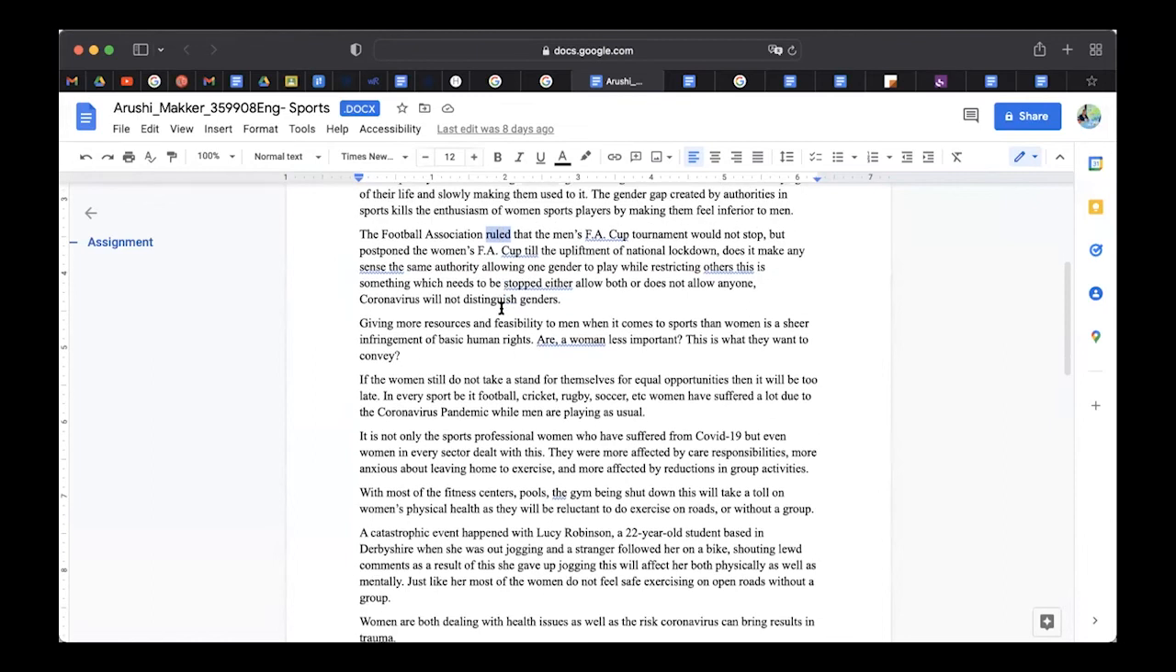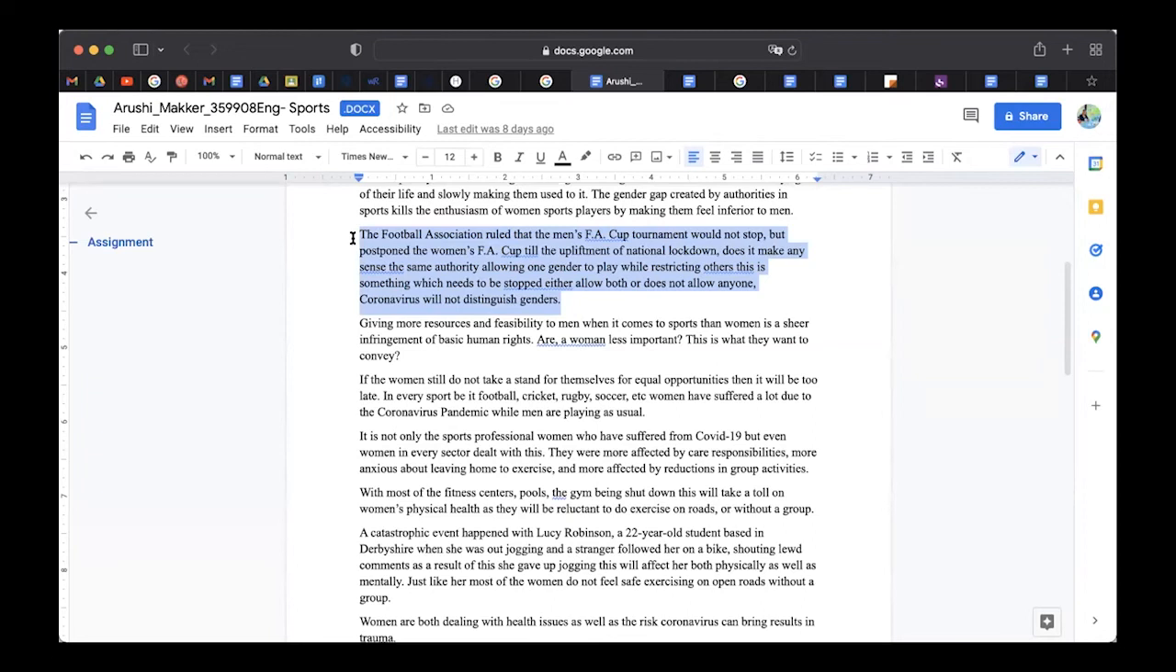Okay, Arushi, you need to start using more full stops. Really, break down your sentences. I could have easily made six sentences out of the entire thing that you've written here, and added more clarity. You need to work on that, Arushi. Moving forward, giving more resources and feasibility to men when it comes to sports than women is a sheer infringement of basic human rights.